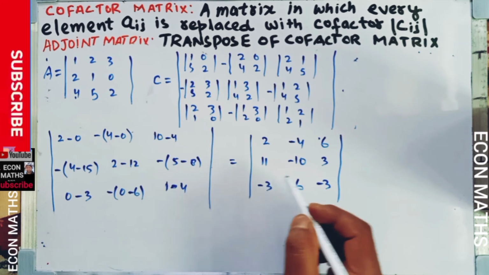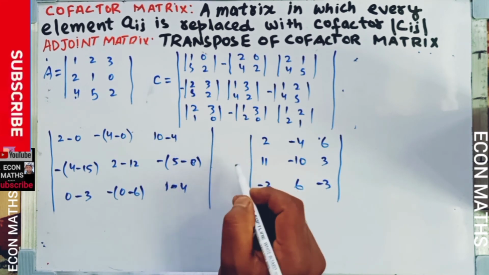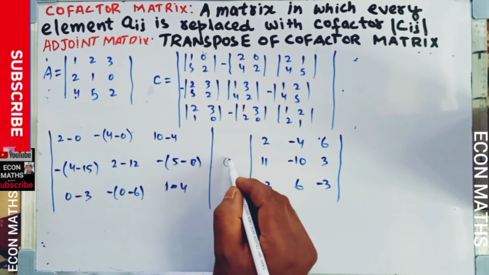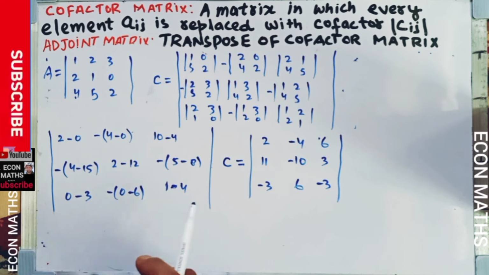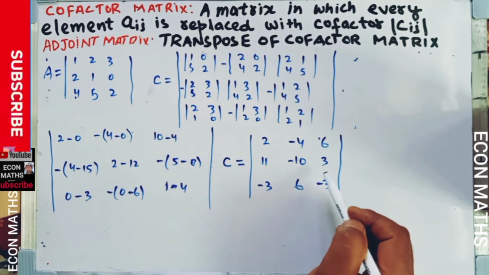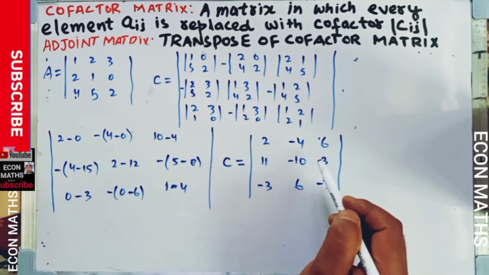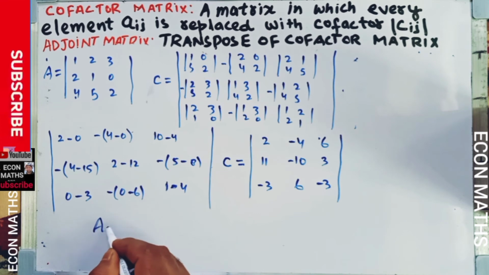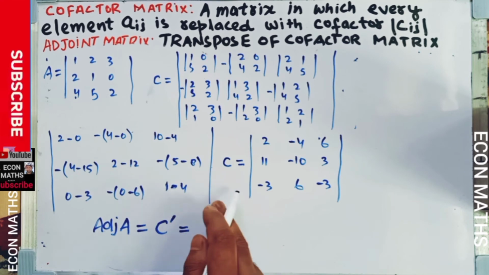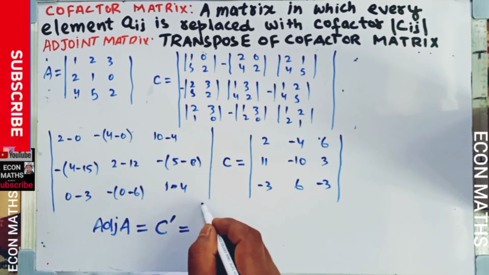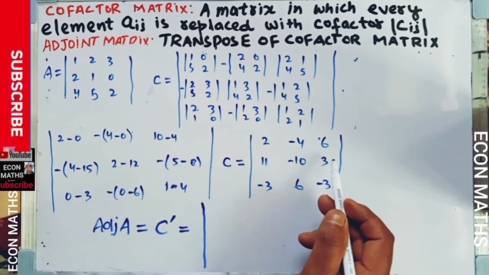Now this implies, I will write here, this is the cofactor matrix of the given matrix. Now the transpose of this matrix gives us the adjoint matrix. That is, the adjoint matrix is given by the transpose of the cofactor matrix. Now the cofactor matrix is here.